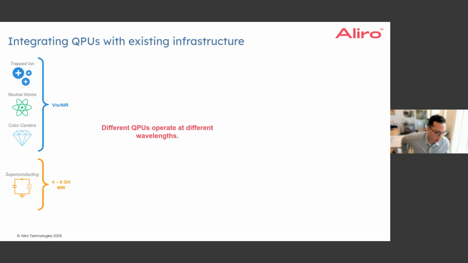Let's look at a more realistic kind of implementation and touch on the trade-offs of these different platforms and QPU implementations. So as I mentioned before, these QPU platforms have very different physical properties. They operate at different regimes of control and the electromagnetic spectrum that actually drives these qubits.